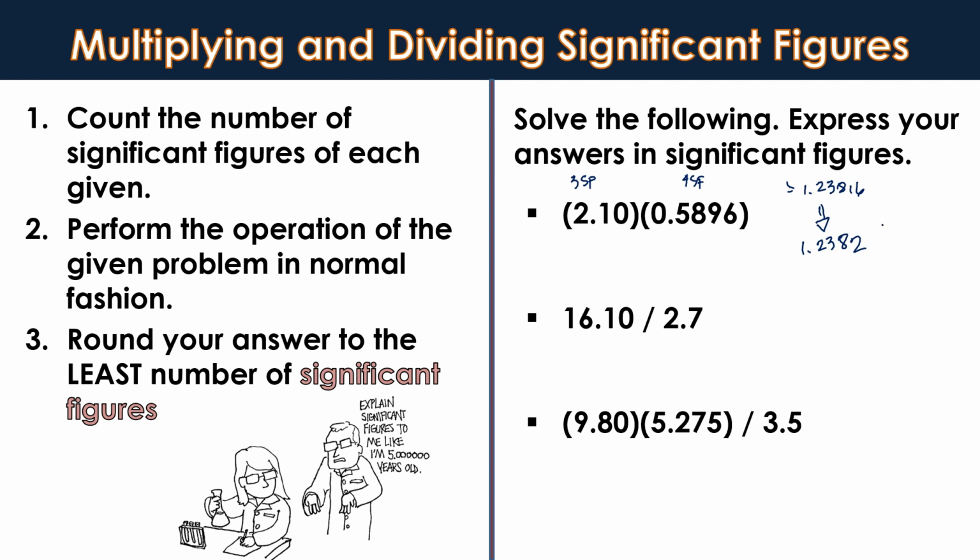Yung answer natin na ito, si 1.2382, pakita natin into 3SF kasi least number. So, magiging 1.24. So, ito na yung magiging final answer natin, rounded into 3 significant figures. So, syempre from the left, so 1, 2, 3. So, yung third significant natin is 3. However, si 8, i-consider natin kung mag-a-add 1 tayo. And in this case, yes, we will add 1 doon sa 3. So, kaya siya naging 1.24.